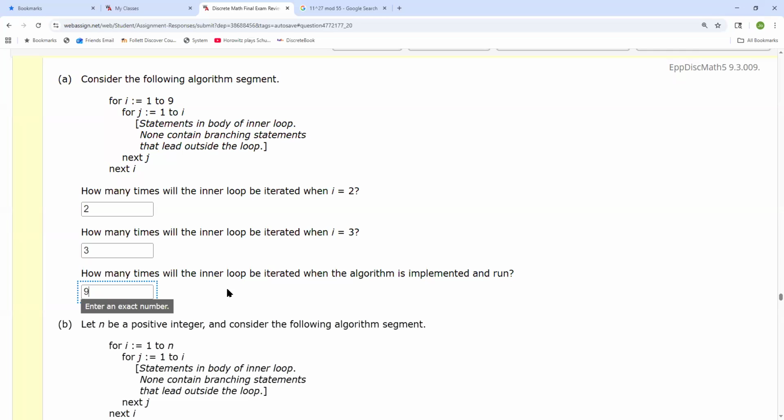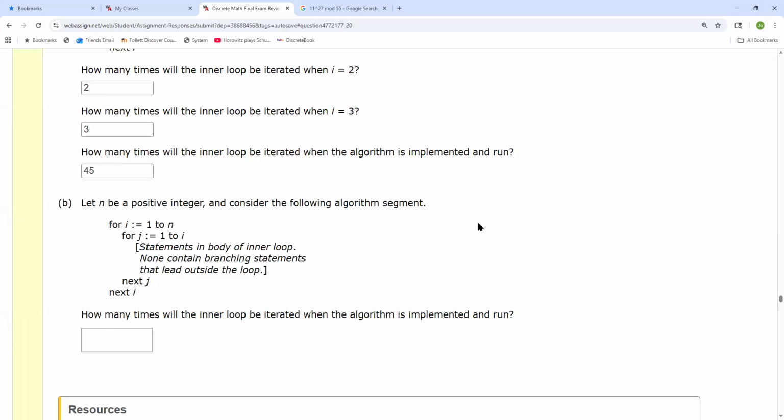So it'd be 9 times 9 plus 1 divided by 2, which is 9 times 10 divided by 2. So 9 plus 1 is 10. So that's 9 times 10 divided by 2. And that'd be 90 divided by 2, which is 45. So it'd be 45 times. There we go. Okay, and how many times would this one be?